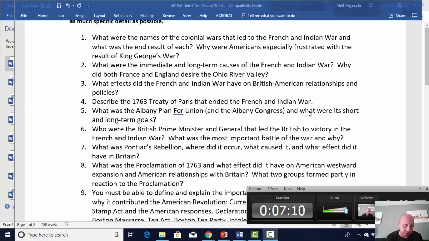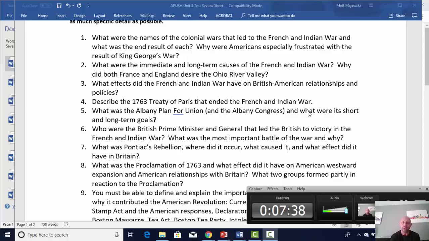Number 7, what was Pontiac's Rebellion? It's a rebellion of Native Americans led by a chief named Pontiac. It was located in the Great Lakes region and the Ohio River Valley. What caused it? Well, American expansion caused it. As Americans moved into the area, natives got more restless, more bothered, more concerned, and so Pontiac leads an alliance of Indians to try to wipe out American settlements in the area so that the Indian territories would not be threatened as much.